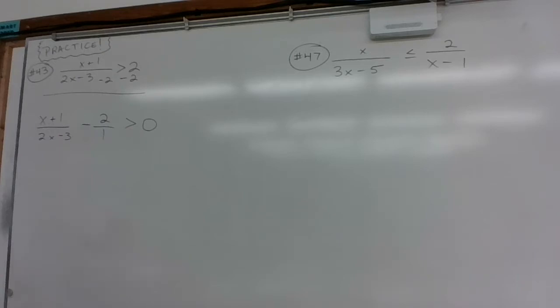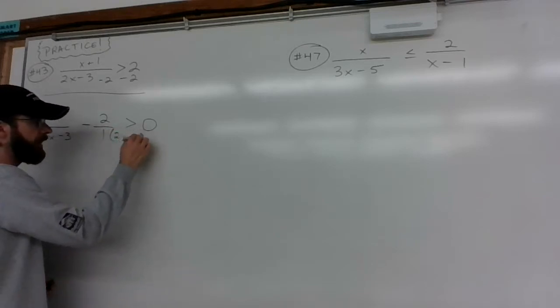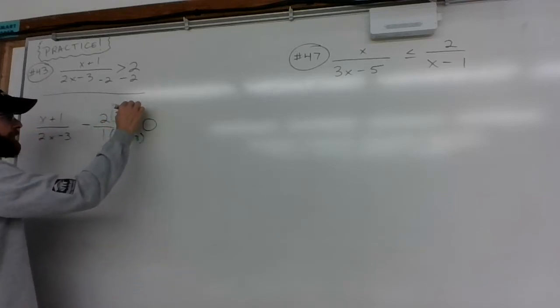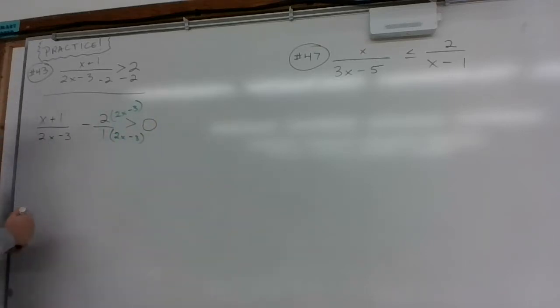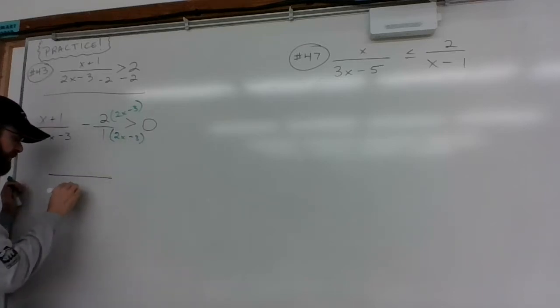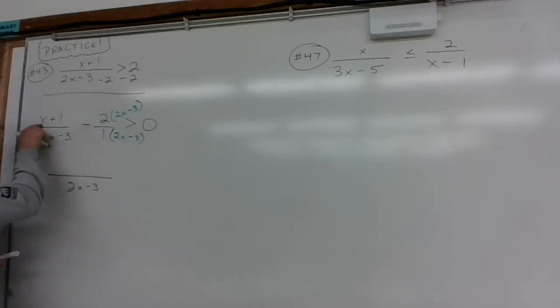All right, so let's see if I can find that green marker. 2x minus 3 on the bottom, 2x minus 3 on top. We want the denominator 2x minus 3 for both. That gives us one fraction with the 2x minus 3 on the bottom. The top's going to be x plus 1.